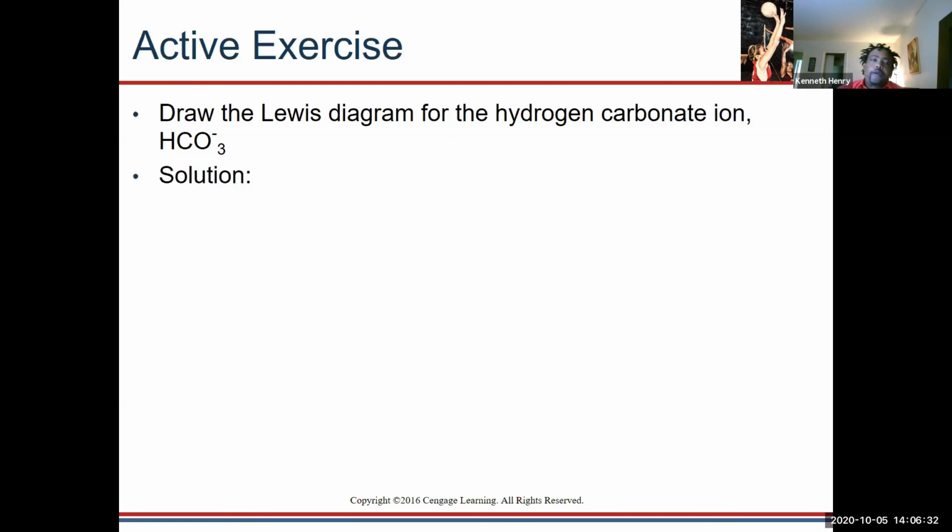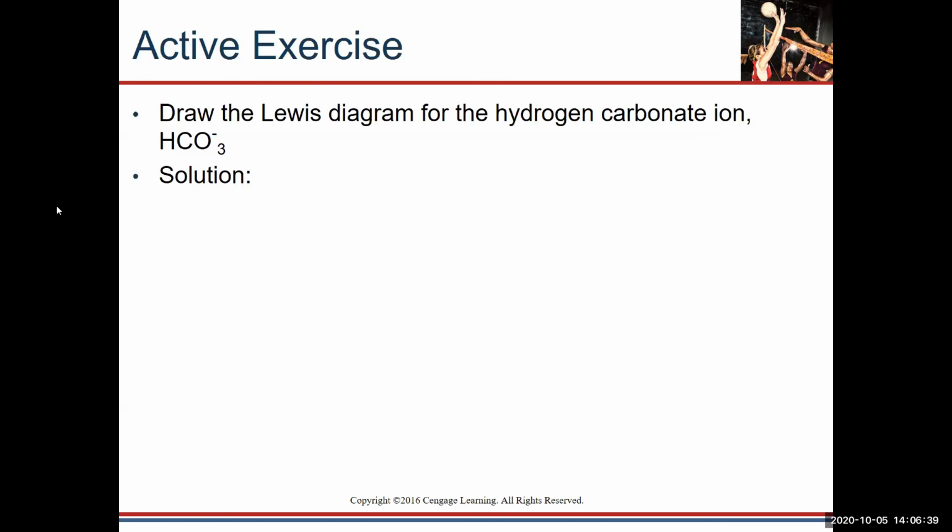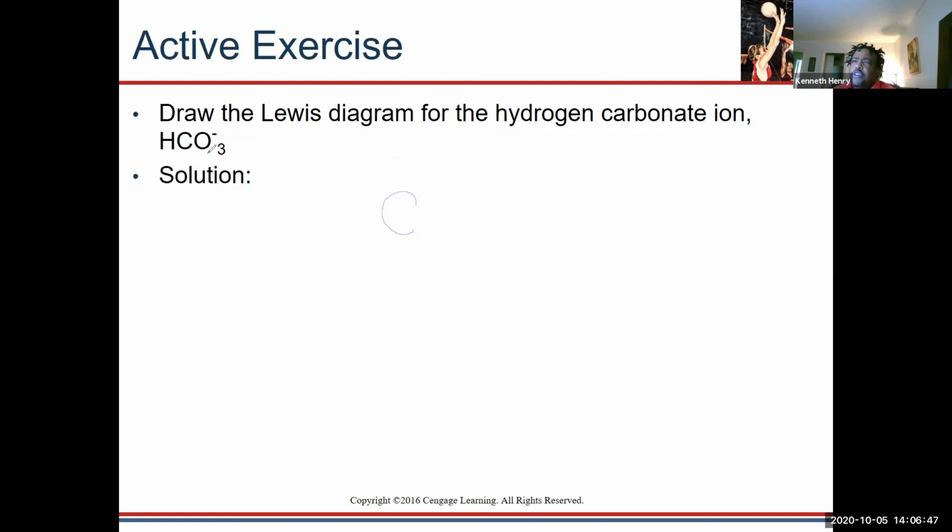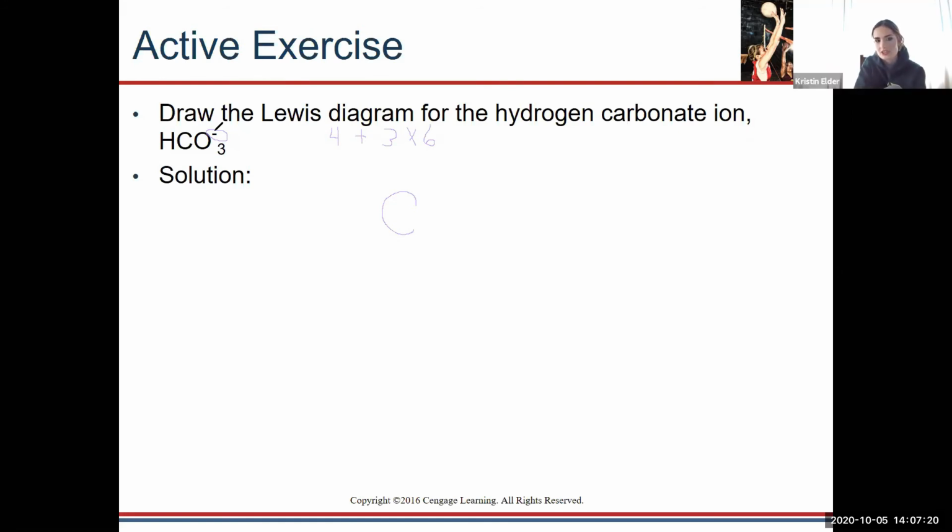Okay, so who's going to be the center atom? Carbon? Okay, so we've got carbon in the center. How many valence electrons does carbon have? 4. What about each of those oxygens? There's 3 of them. 6. 3 times 6. This tells me what? It's an ion, and how many electrons there should be in the structure? There's only supposed to be 1 electron in there? Or are you saying we're adding an additional one?